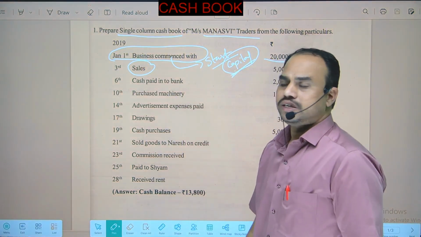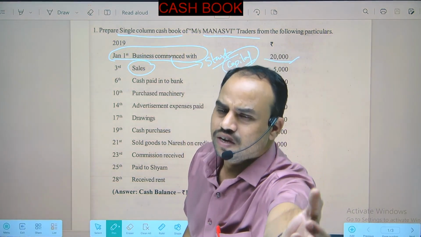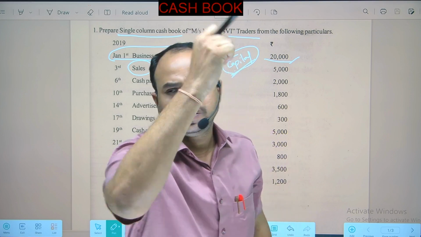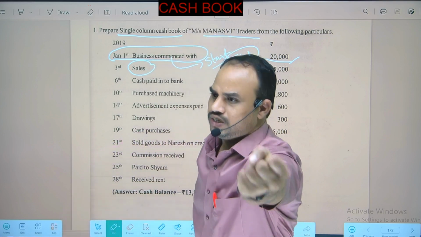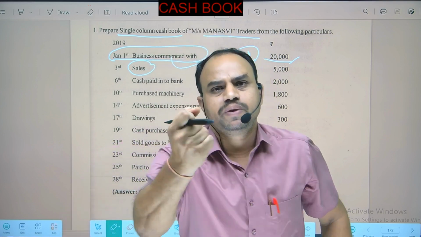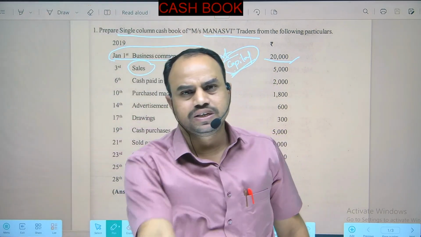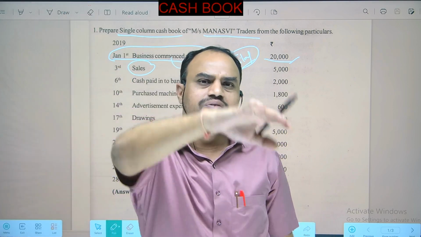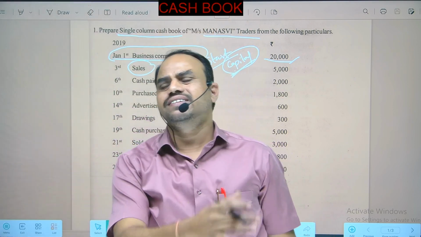Purchased machinery. In business we purchased machinery. In return what we will pay? Cash. So in business we purchased a machinery, so in return we will pay cash. So cash is going from the business. When cash is going from the business, which side we have to write? We have to write on credit side.